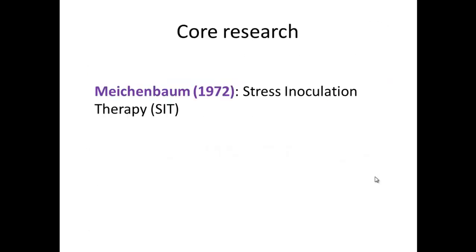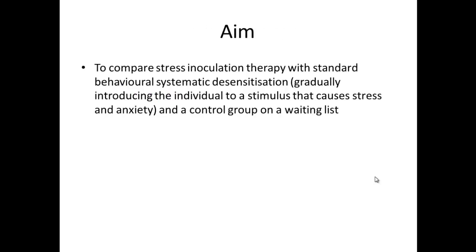Okay, does it actually work though? That's obviously the thing we're particularly interested in. This study is by someone called Meichenbaum, done in 1972. The aim was to actually compare stress inoculation therapy with systematic desensitization. Now, systematic desensitization is something that we've looked at before when we were doing the Bandura study on snake phobias. So it's something you're quite familiar with, so I'm not going to talk about that in too much detail. So they had the stress inoculation therapy group, the systematic desensitization group, and then they also had a control group, just like in the Basinski study, where they were kept on a waiting list.